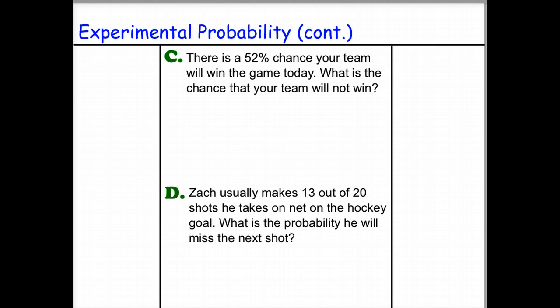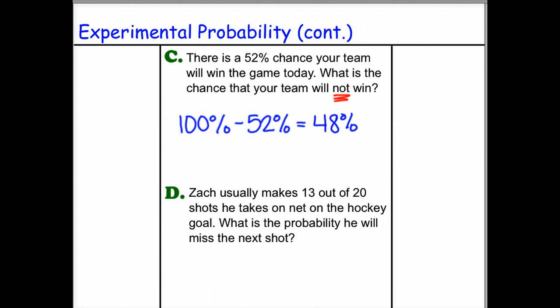Moving on to the next example, we have a 52% chance that your team will win the game today. What is the chance that your team will not win? Well, we know that in probability, either you're going to win or you aren't going to win, and winning and not winning together add up to 100%. If I subtract my 52% chance of winning, I'm going to get the percent chance that we will not win. And 100 minus 52 is 48%.